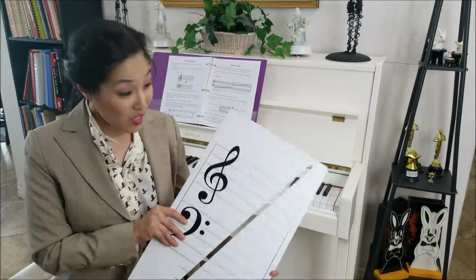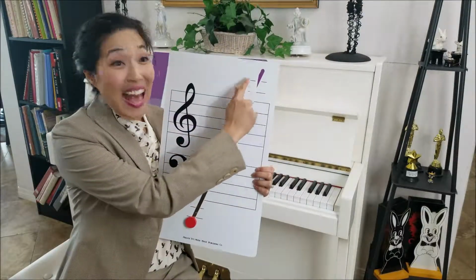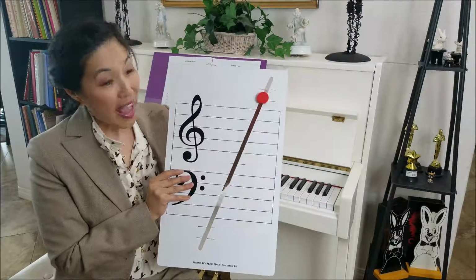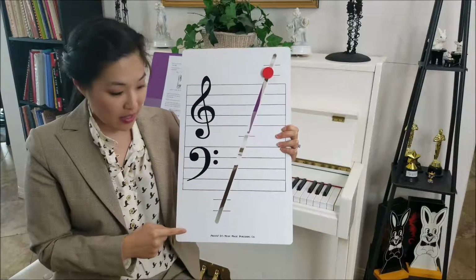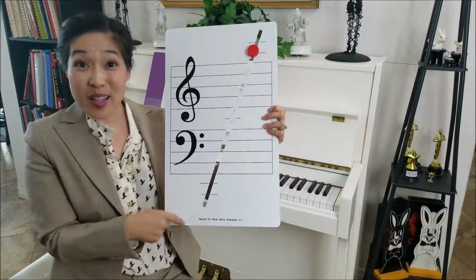Amazing. So today we learned more about the grand staff. We learned about ledger lines, right? Look how cool these ledger lines are. And we actually named every single note on the grand staff up to 2 ledger lines above and 2 ledger lines below it. Yay!